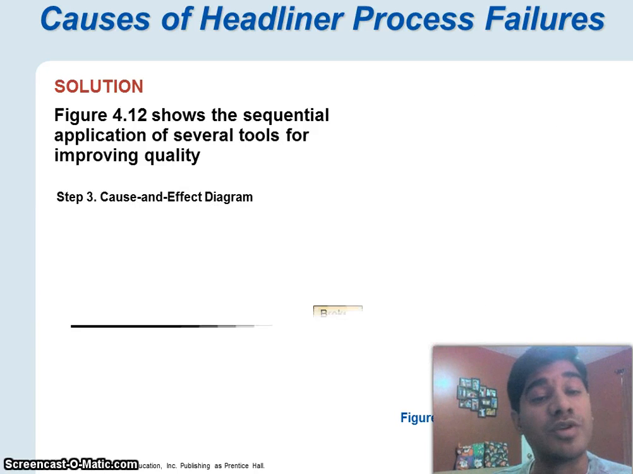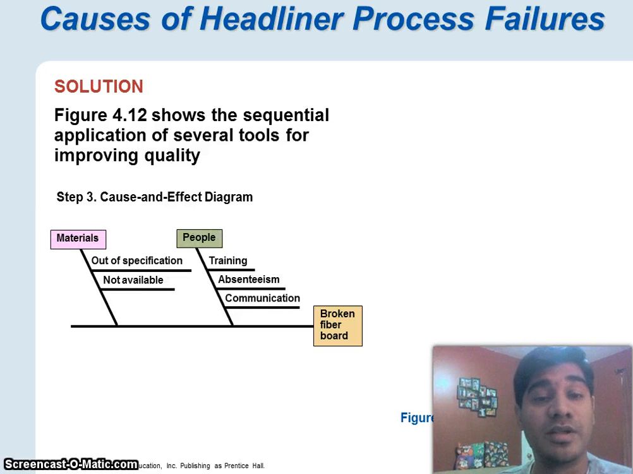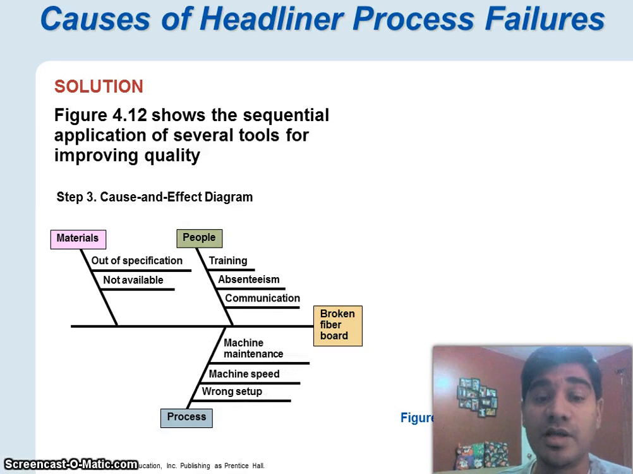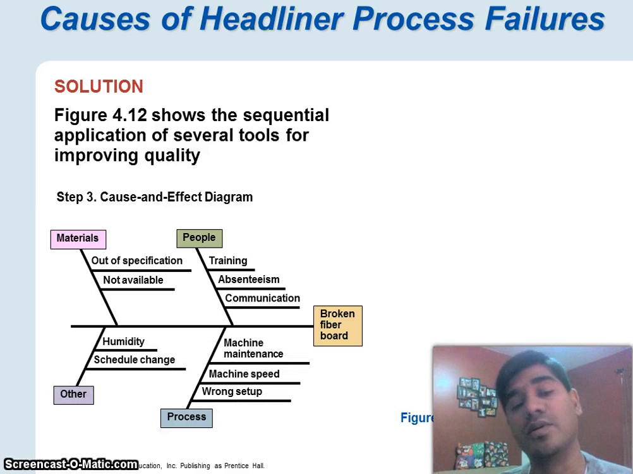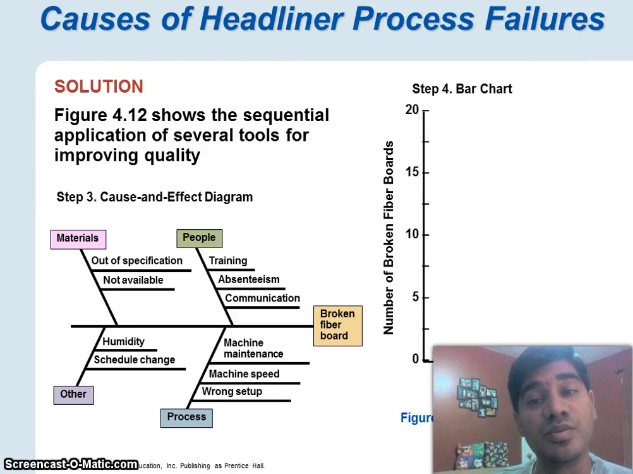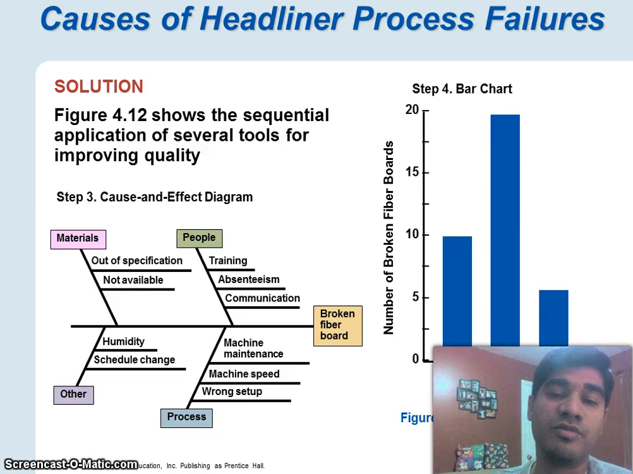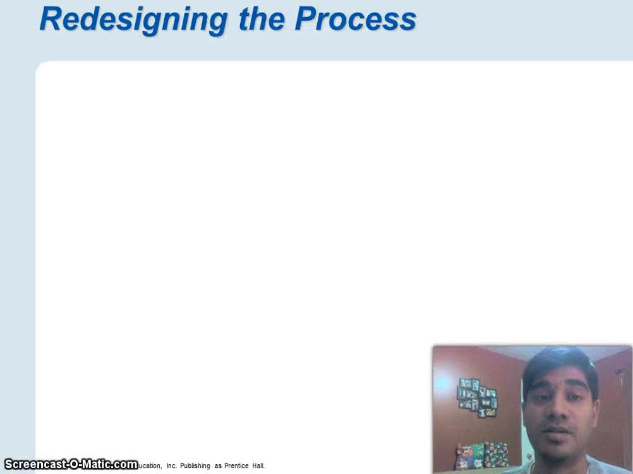So next you do the cause and effect diagram. You can have a broken fiber board, and then you look at materials, you look at people or personnel, and then you look at process, and then you look at others, and then you say which is the most prevalent cause of that problem. The next step is you create a bar chart. You say the first shift, the number of broken fibers is the least, the second shift has a problem, and now you're trying to pinpoint which shift the problem is happening in.